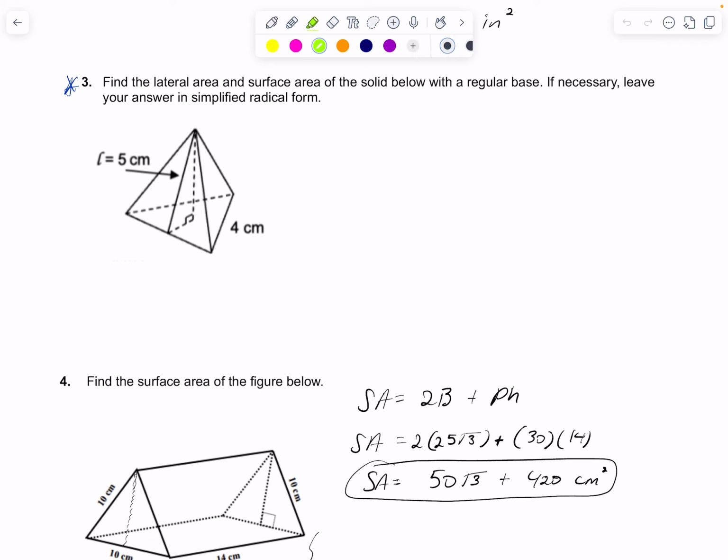Now, one of the first things I notice in reading this is it does tell us that the base is regular, and that's something we've been talking about for a few weeks now, right? So that means it's equilateral and equiangular. It's going to help us later on in this question.